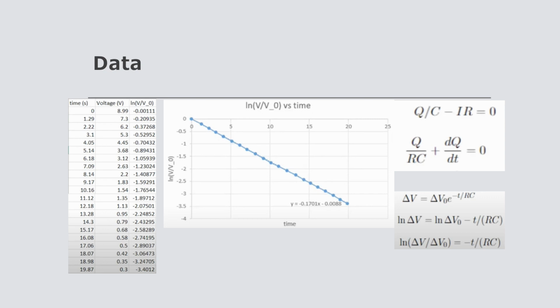So here's the experimental data for this experiment. As you can see, we simplified the first expression, Q over C minus IR equals 0, and then finally ended up with the natural log of the potential difference over the original potential difference equals negative t over RC. So this linearization of the data allowed us to plot the data points in this linear fashion on the graph, and the slope of this graph is negative 0.1701.